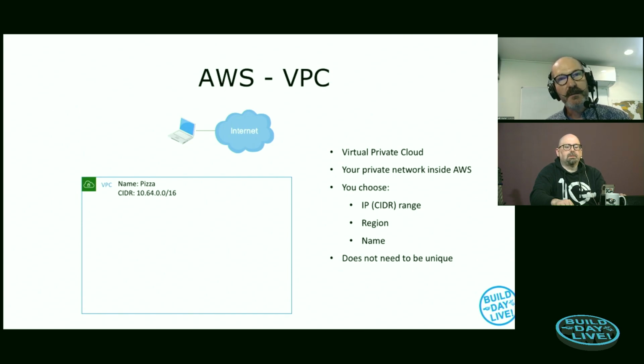This gives you a lot of flexibility to copy your production environment to a test environment and use exactly the same IP address ranges. There's some interesting things around this. This is entirely software-defined networking, and this IP address range here is contained entirely inside your VPC. No requirement for it to be unique.